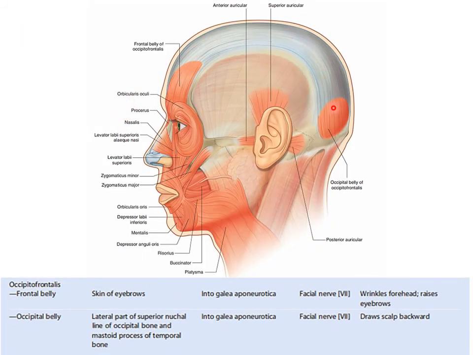Now the muscle of the scalp, the occipitofrontalis muscle. This is the occipitofrontalis muscle. This is the frontal belly, and this is the occipital belly. Some people call this a separate frontalis muscle and this the occipitalis muscle, but collectively they are called the occipitofrontalis muscle. The frontal belly of the occipitofrontalis muscle arises from the skin of the eyebrows and is inserted into the galea aponeurotica.